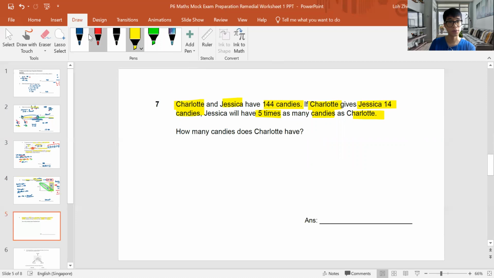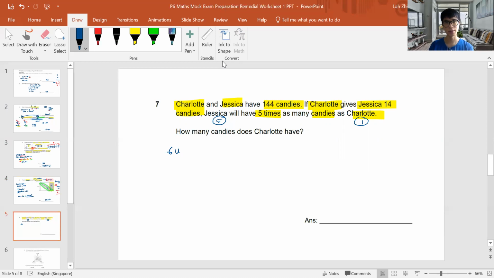First, we know that Jessica has 5 times as many candies as Charlotte. So the ratio here is 5 to 1. Do you get what I mean? 5 to 1 means that the total is actually 6 units. Do you get my concept here? Because Jessica has 5 times as many candies as Charlotte, 5 to 1 means the total is 6 units.